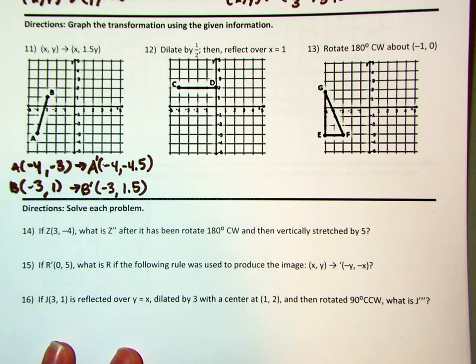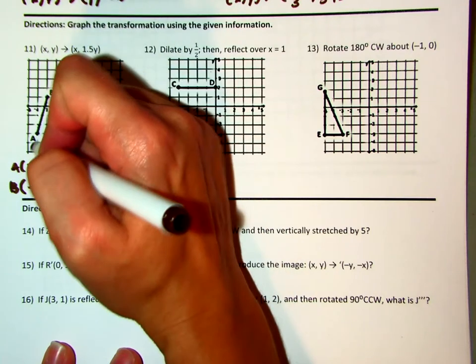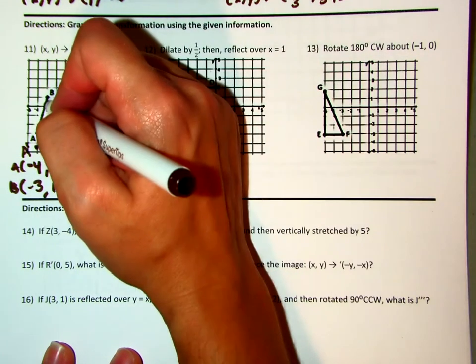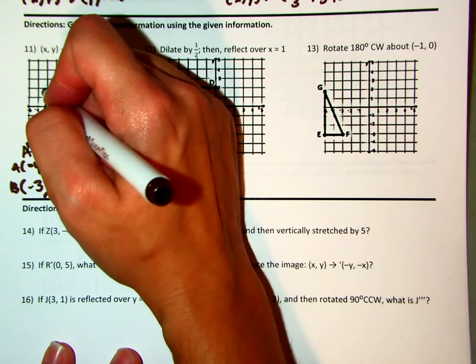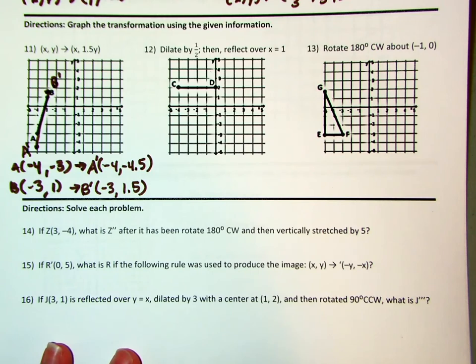And now we're going to plot those points. So we're plotting the point -4, -4.5, which is right here. That's a prime. And we're plotting -3, and then it's going to be 1.5, so that's b prime. And then you're just going to connect the dots, usually with a straight edge there.